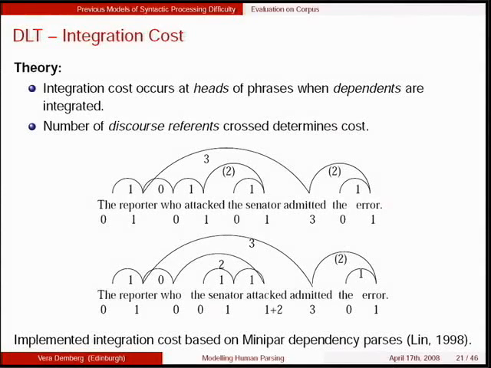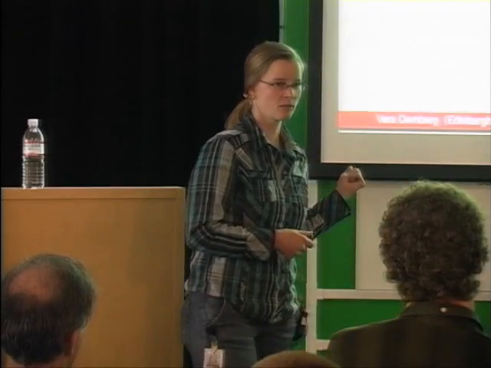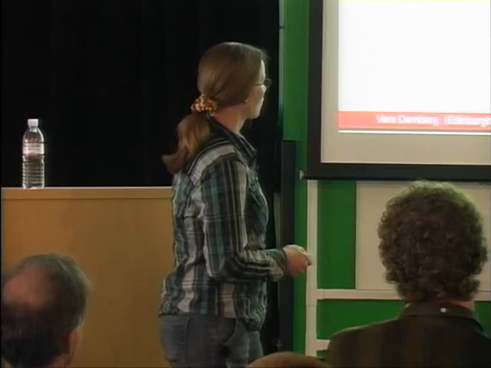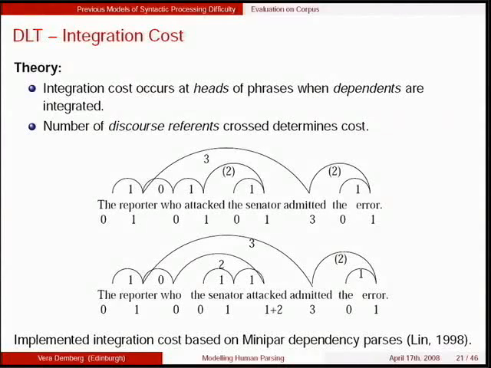When we get to the verb here in the subject relative clause condition, we only have to integrate this thing here. It's really close, so it's quite easy to integrate. But in this object relative clause case, we have two things that we need to integrate, two dependents. And this one here is a bit further away, so this adds up to more difficulty. So the theory would predict that this should be more difficult in the object relative clause condition. I implemented this on top of the minipar dependency parser, so that I would get the difficulty predictions for each word in the corpus according to this theory.